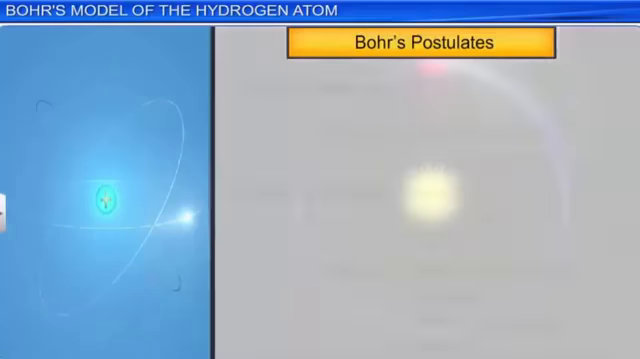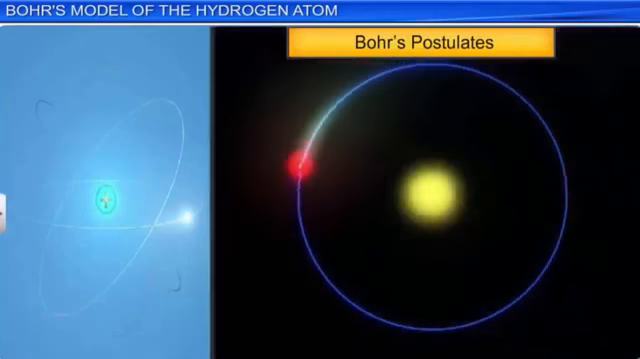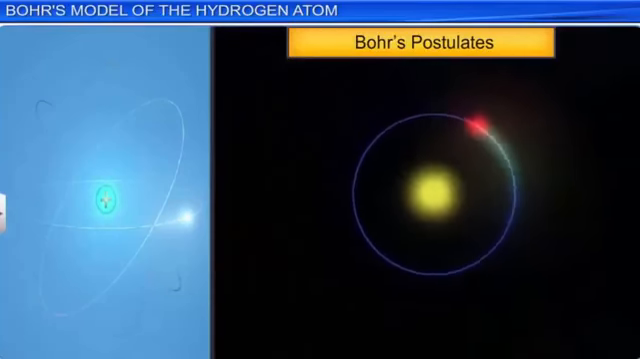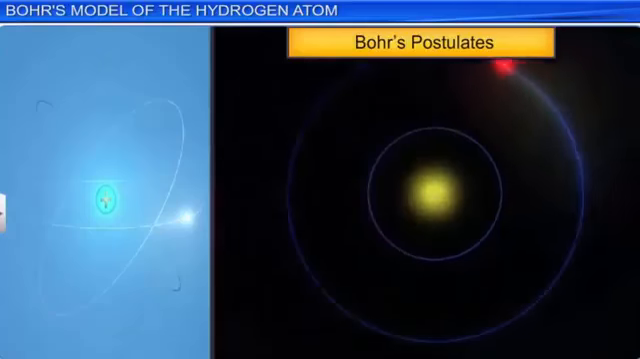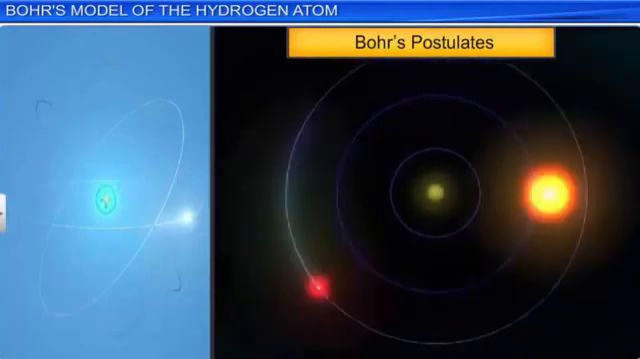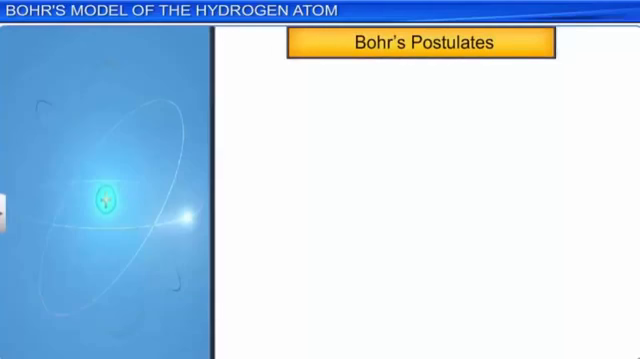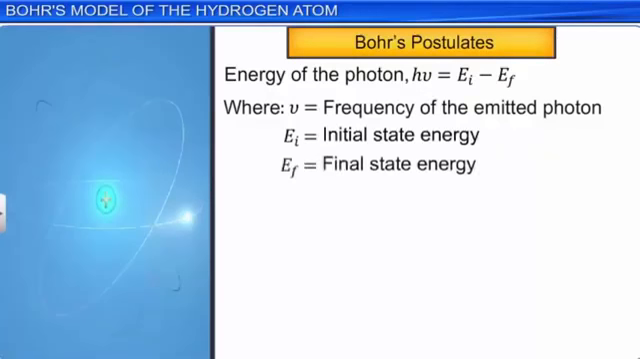According to Bohr's third postulate, an electron might make a transition from one specific non-radiating orbit to another of lower energy. When it does so, a photon is emitted having energy equal to the energy difference between the initial and final states. Then, the frequency ν of the emitted photon is given by the relation hν = E_I − E_F. Here, E_I is the initial state energy and E_F is the final state energy of the electron. Let this be equation 2.